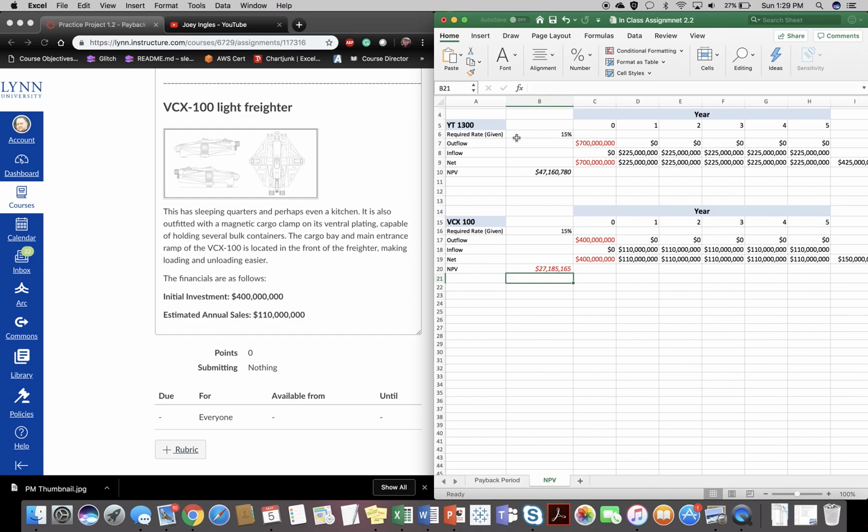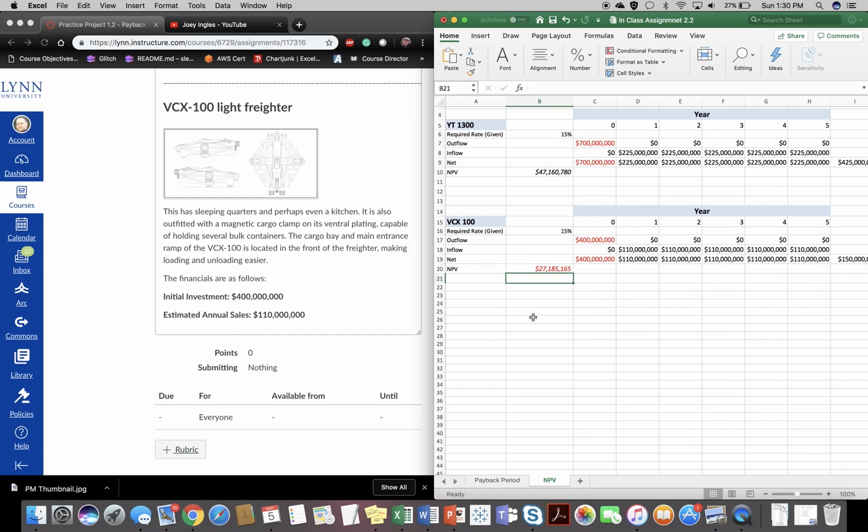Put another way, the YT1300 meets the required rate of return plus. The VCX does not even come close to meeting the required rate of return. So based on the net present value formula, we would invest in the YT1300 and then leave the VCX 100 for a later date. Now, if you want to take it, this is all you need to do the practice project.